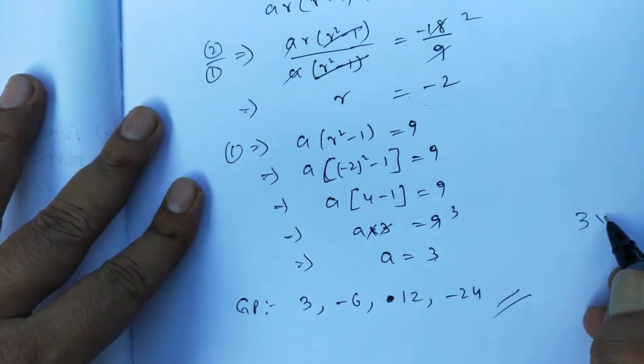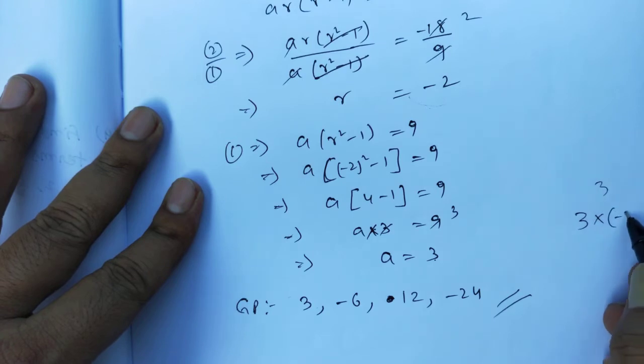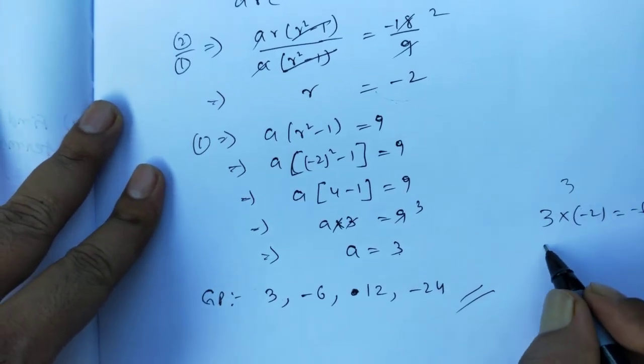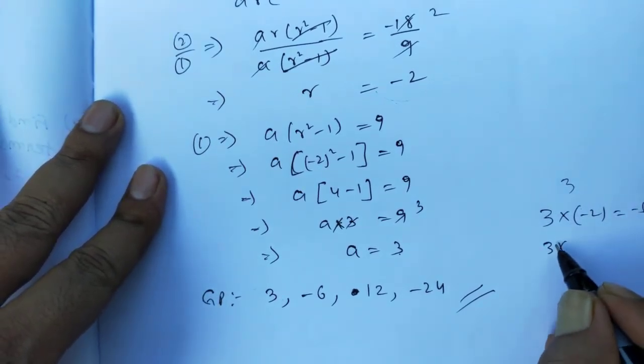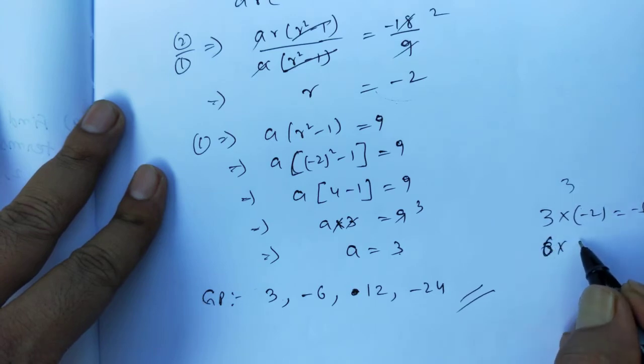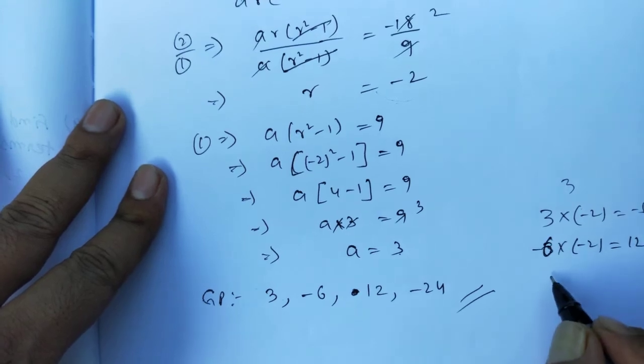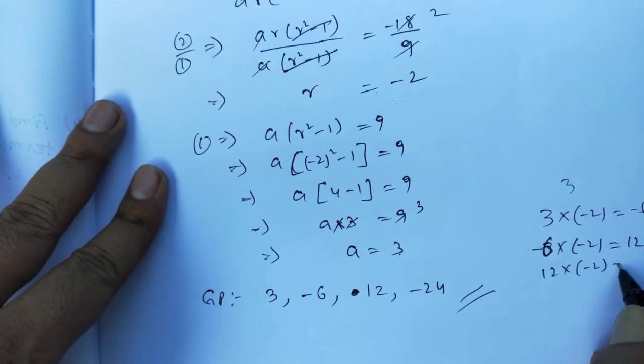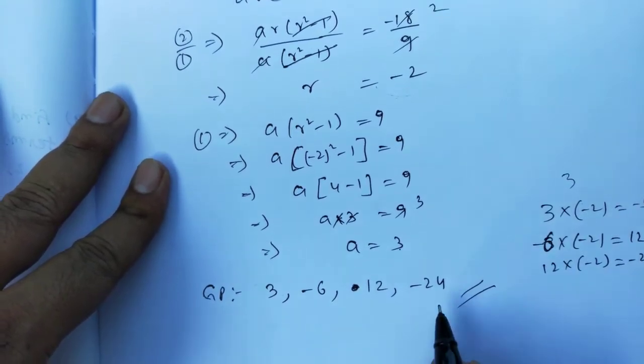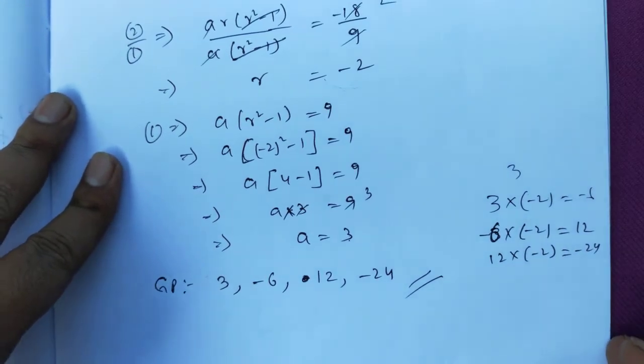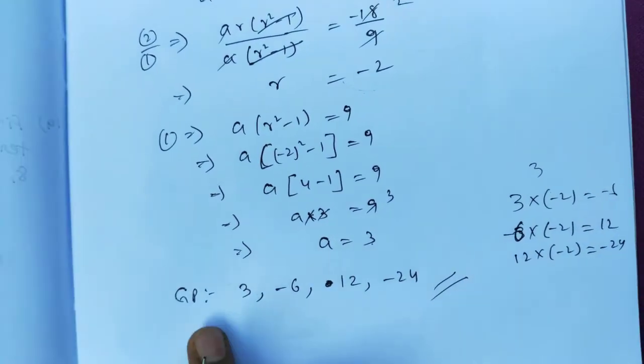First is 3, second will be 3 into minus 2, that is minus 6. Third will be minus 6 into minus 2, which is 12. Fourth will be 12 into minus 2, that is minus 24. So we got the first 4 terms of the series.